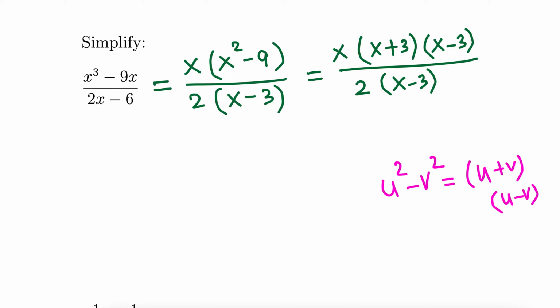When we cancel top and bottom, make sure that's not 0. And we cancel as a block: x minus 3 whole thing, x minus 3 whole thing. Okay, x must not be equal to 3 because we cannot cancel 0 over 0. That leaves x times x plus 3 over 2. Final.